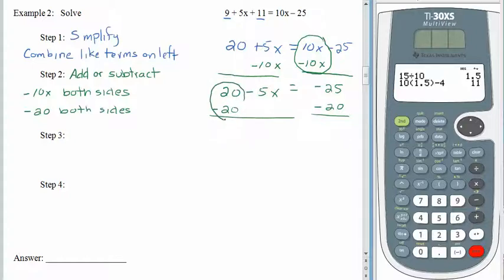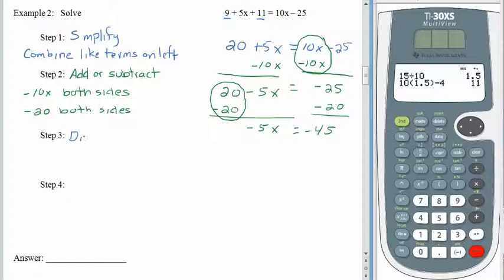Big fat 0 here. And bring down what's left over. Don't forget about this negative. Right, that's still there. So we have a negative 5x equal to, right, equals comes straight down. Negative 25 plus a negative 20 is negative 45. All right, now we're back into familiar territory.